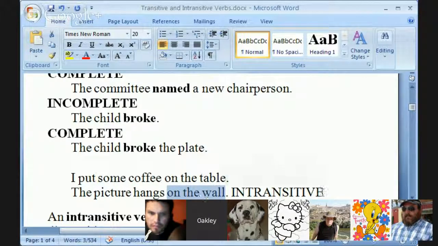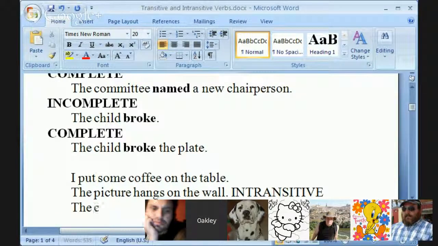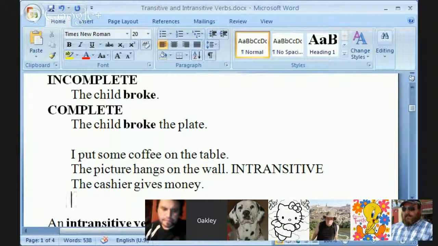Okay. The cashier gives. Money. Okay. Wondering what she was giving. Okay. Simple enough. All right. Direct, very subject, verb, object. All right. That's it. Exactly. The verb needs to be followed by a noun. That's the idea.